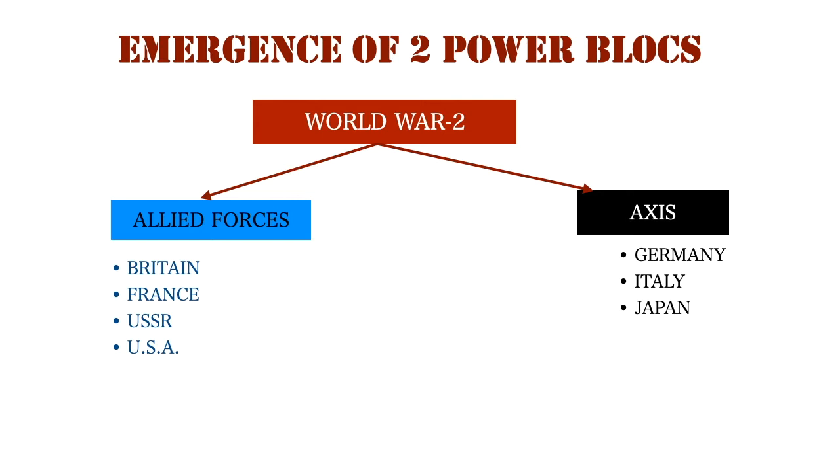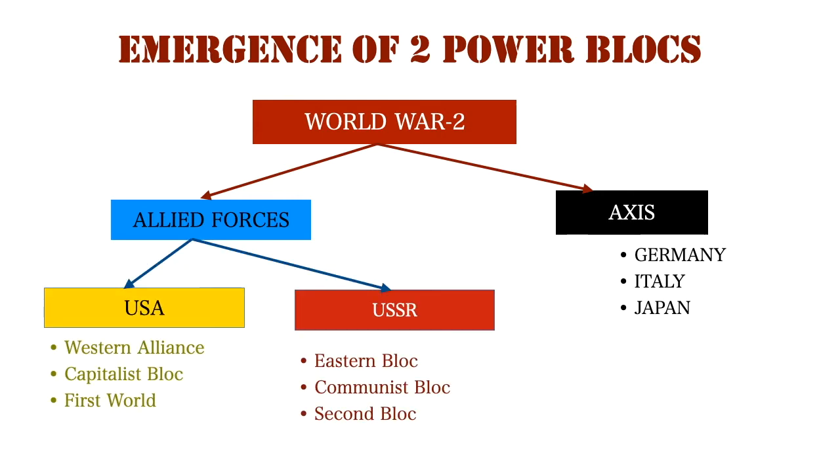So World War II was fought between the Allied forces and the Axis forces. However, the victory of the Allied forces also led to the emergence of two superpowers within the Allied forces, that is, the USA and the USSR. These two superpowers were rivals to each other due to various reasons, which we'll learn in later slides. They expanded their spheres of influence in different parts of the world, and it threatened to divide the whole world into two parts.